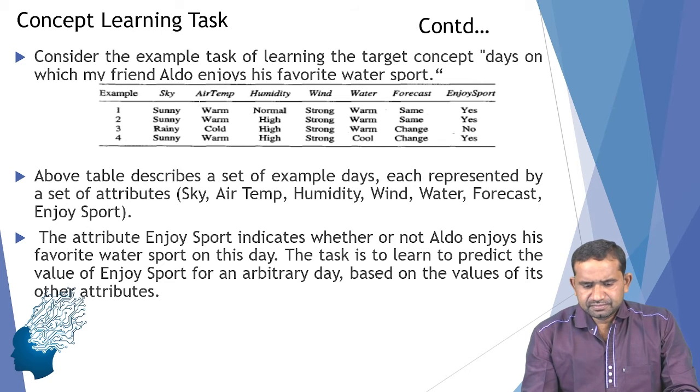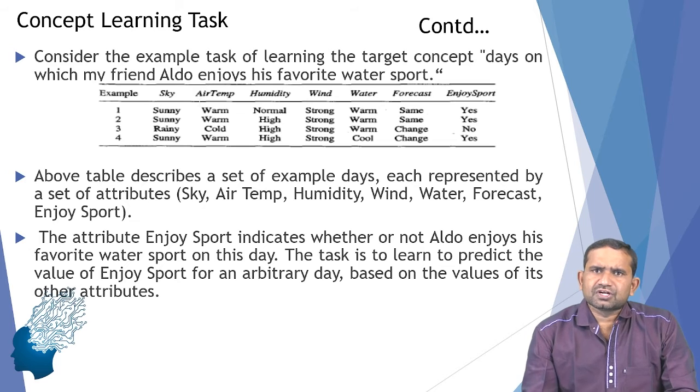Second day. Here also, the sky attribute value is sunny, air temperature is warm, humidity is high, wind is strong, water is warm and forecast is same. So there is no wrong attribute value. Automatically the second day is also an enjoy sports day.